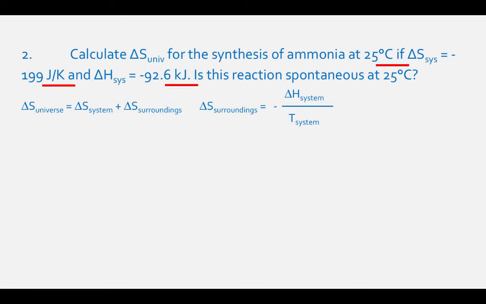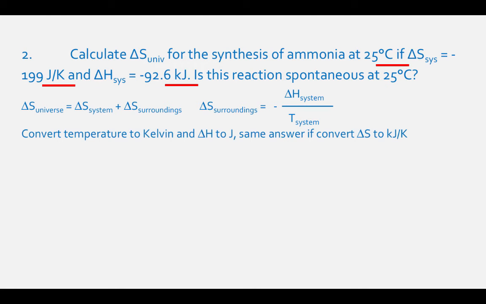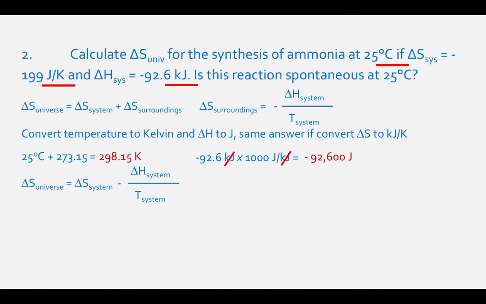So let's think about units for this calculation. The units of delta S of the system are joules per Kelvin, the units of delta H of the system are kilojoules, and the units of temperature is degrees Celsius. We will convert the units of temperature to Kelvin and the units of delta H to joules, but you will get the same answer if you convert the units of delta S to kilojoules per Kelvin. First, convert 25 degrees Celsius to Kelvin by adding 273.15, which equals 298.15 Kelvin. Then convert negative 92.6 kilojoules to joules by multiplying by 1,000. So we have negative 92,600 joules.